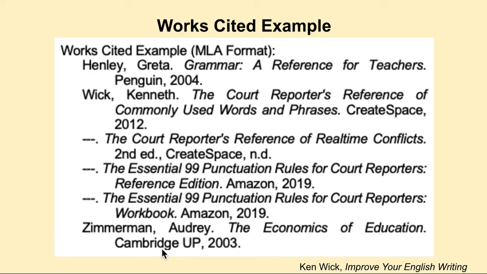So here's an example of an MLA formatted works cited. You can see there are authors here: Henley, Wick, and Zimmerman. You can see how they're in alphabetical order. Now these all happen to be books, and of course I used my name, so you have four books by Wick. You don't repeat the name over and over again, which you do for Wick, Kenneth. You just put these three hyphens here, and then you start the entry again.